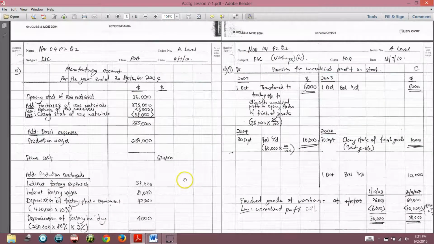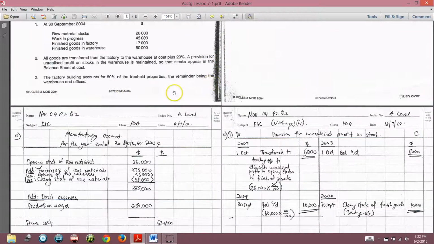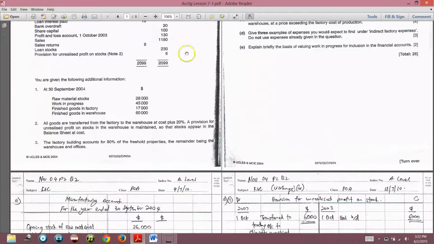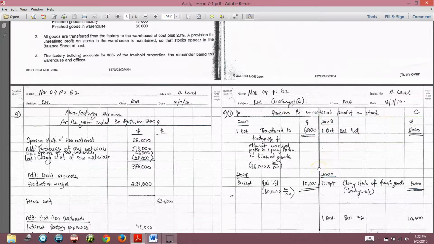If you want to look at it this way, the profit element is 36,000 times 20 over 120, which is 6,000. This unrealized profit, the balance brought down, is 6,000. It will be transferred to the trading account to eliminate the unrealized profit in the opening stock of the finished goods. You can actually ignore the workings if you have already understood.